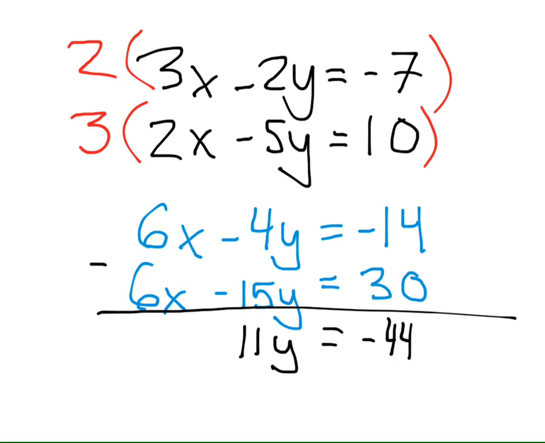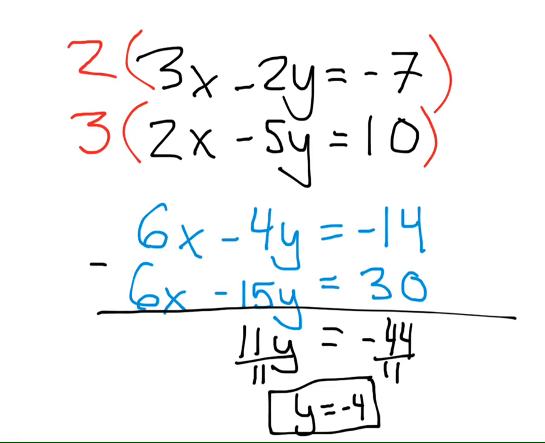So solve that for y, undo that multiplication by 11, divide both sides by 11. Y is negative 4. Then all I need to do is find x. Now you could plug in y here, here, here, or here to find x. Let's just say I want to pick this one. I'm going to plug in y there.